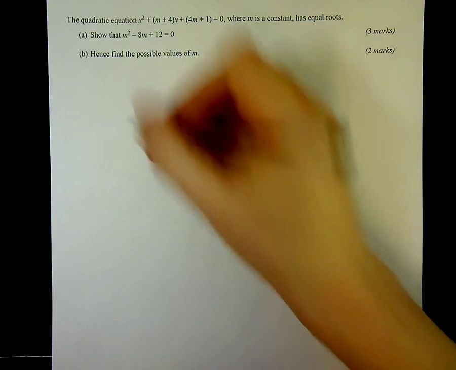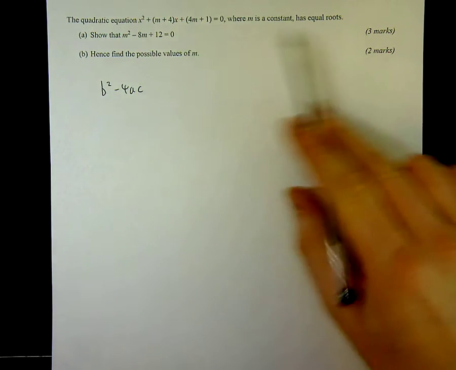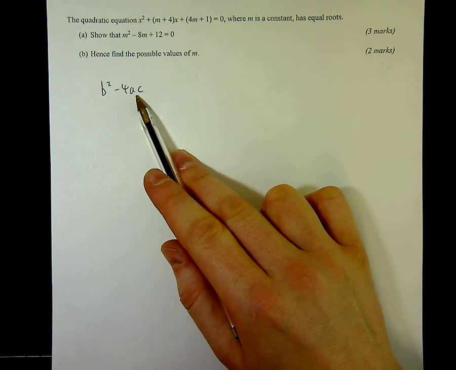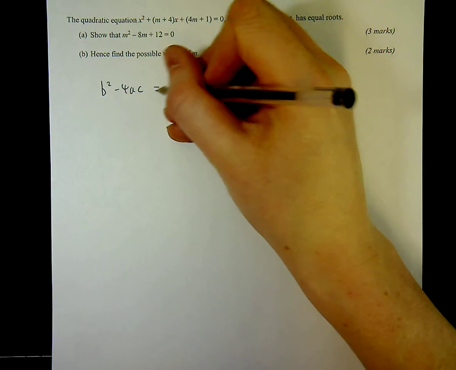You're going to be using the discriminant b squared minus 4ac. If it has two real roots, then that must be greater than 0. If it has no real roots, it must be less than 0. If it has two equal roots, as here, it must be equal to 0.